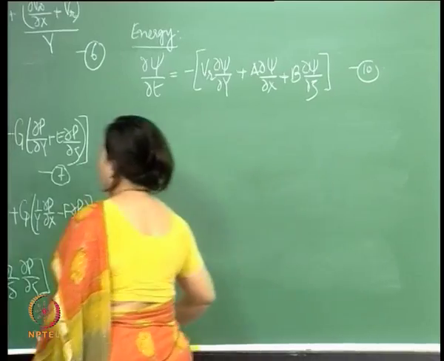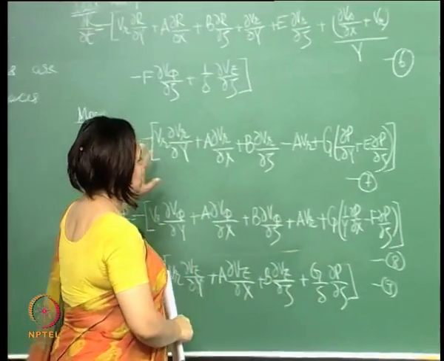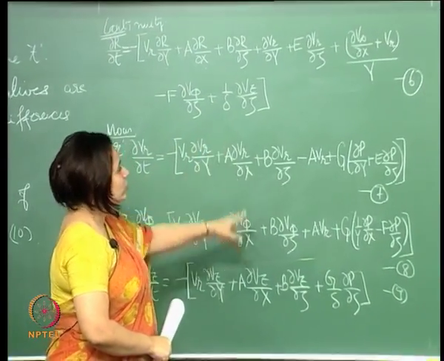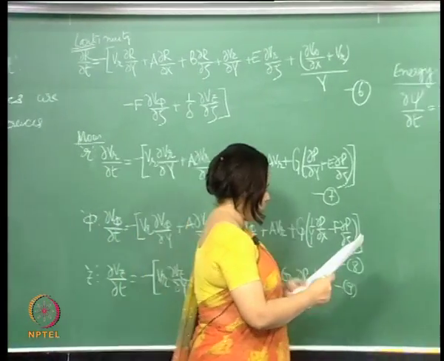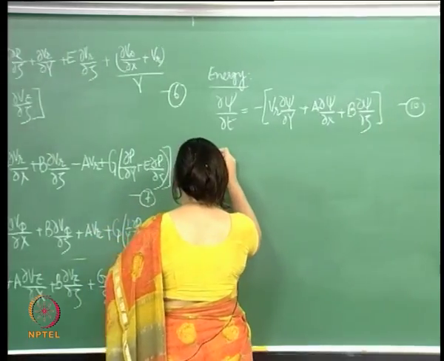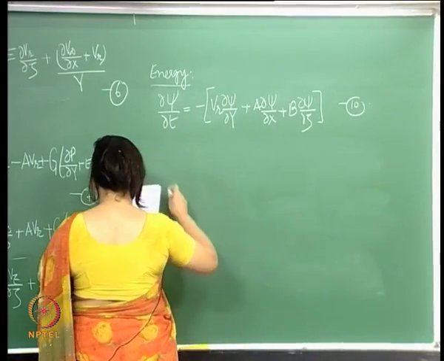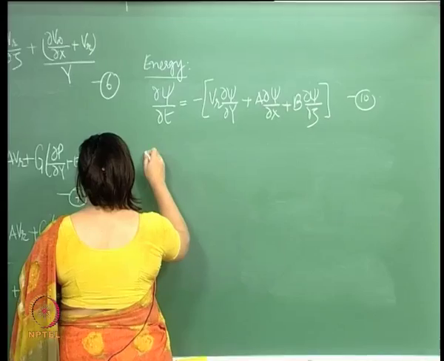So, these are the equations that we are using. We are using 6 to 10, these equations out here. Okay. So, how do we do this?